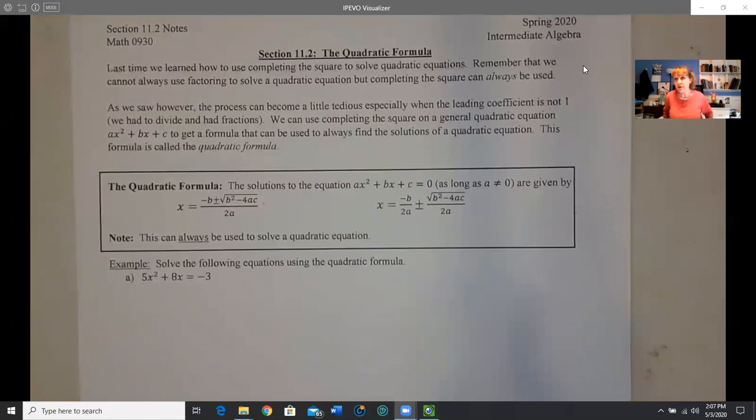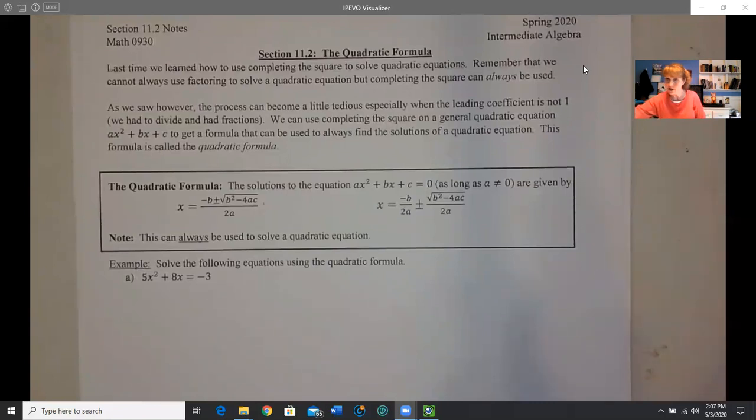So if the highest power is to the third, to the fourth, fifth, sixth, no. We have to do some other things, maybe some substitution stuff, which we'll talk about. So if you're given a quadratic equation, you can use the quadratic formula to solve it.